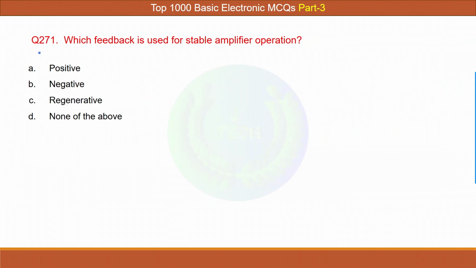Next question, question number 271. Which feedback is used for stable amplifier operation? Option A, positive, option B, negative, option C, regenerative, option D, none of the above. The answer is option B, negative.